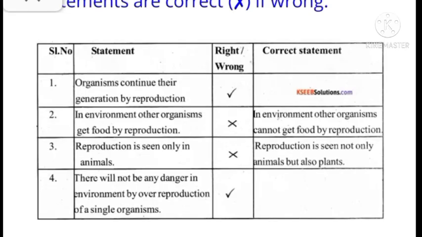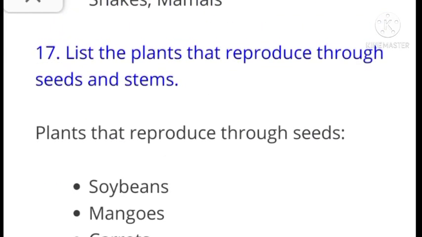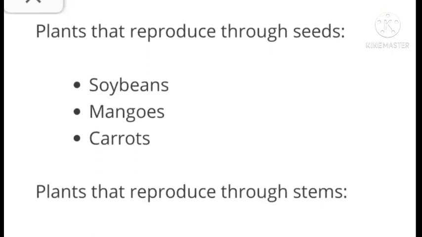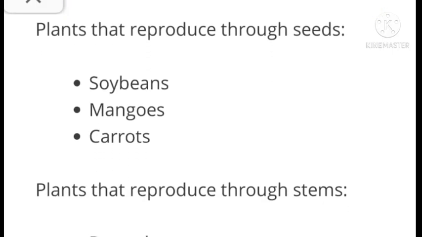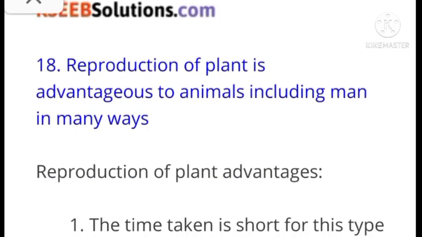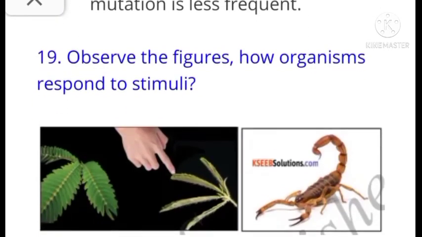There will not be any danger in environment by over reproduction of single organisms. Correct. Next question. List the plants that reproduce through seeds or stem. Plants that reproduce through seeds: soyabean, mangoes, carrots. Plants that reproduce through stems: rose plant, onion, potato. Next question. Reproduction of plants is advantageous to animals including man in many ways. Yes, it is advantageous. Reproduction of plant advantage: the time taken is short for this type of reproduction. Change of variation is less. Mutation is less frequent.